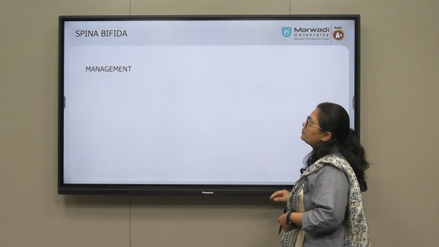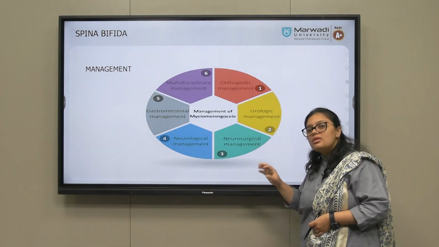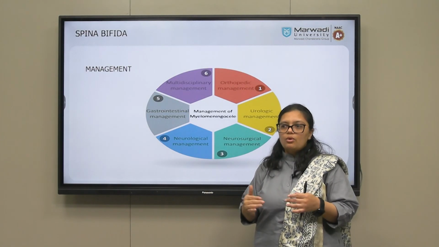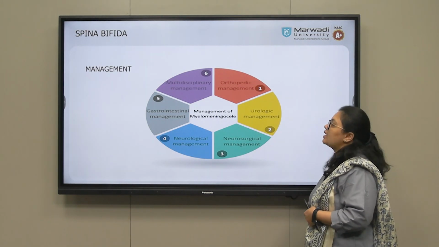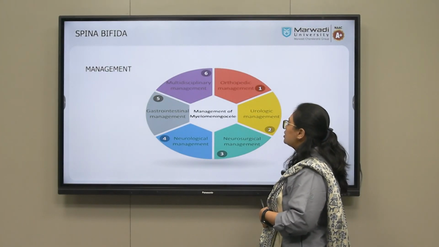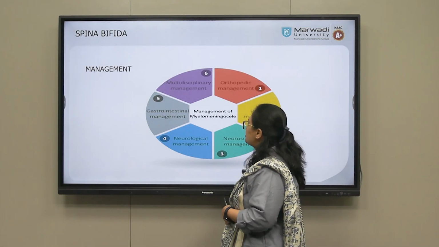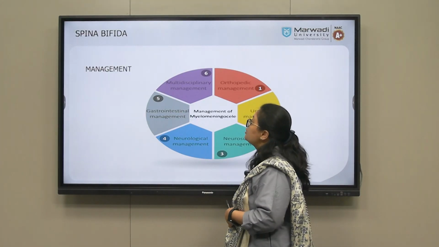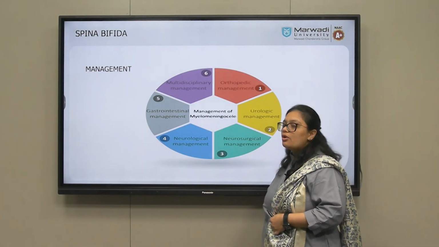Now what do we consider under management? Management means it is a whole sort of management. It means we have to look at everything, the overall growth and the overall development of the child. Then how would we manage spina bifida? In the management, the first is orthopedic management, the second is urologic management, the third is neurosurgical management, the fourth is again neurological, or we can say what can be done to improve the flaccidity, then gastrointestinal management and multidisciplinary management.